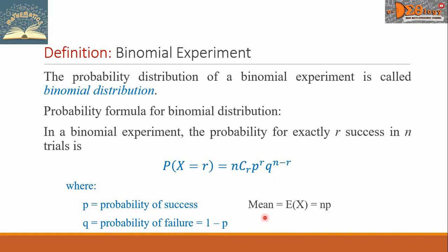Take note also that the mean is denoted by E of X, which is the expected value, and this is equal to n times P, while the variance, denoted by Var of X, equals n times P times Q.